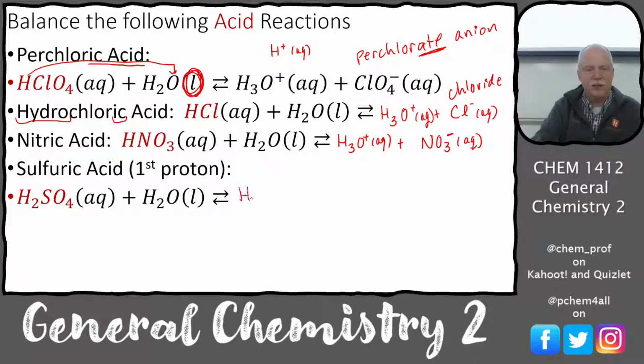So that first proton goes onto water. And so how do we write that with just one proton missing? We have HSO4 minus.